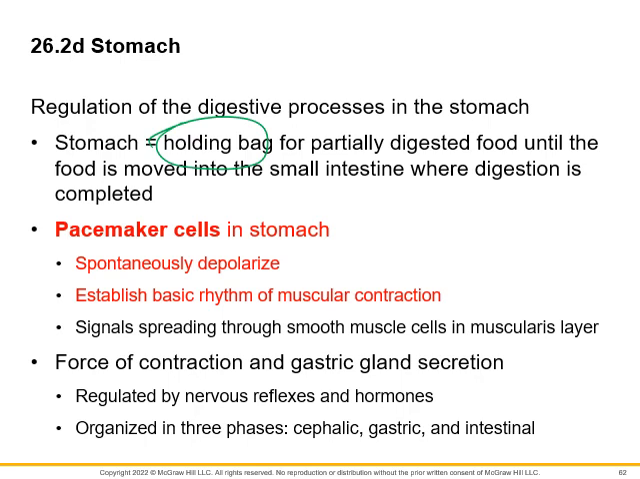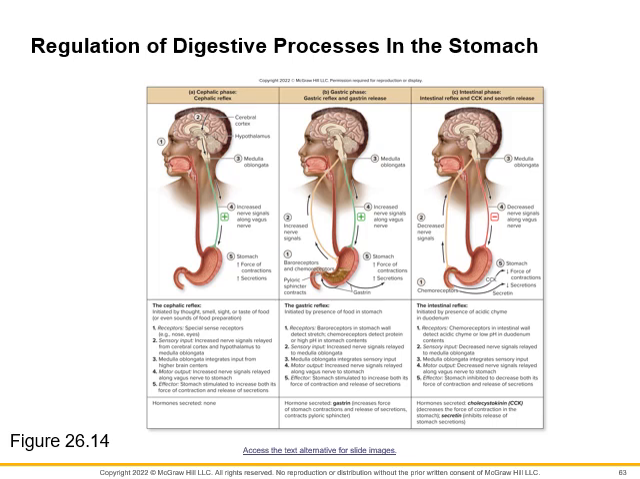There are pacemaker cells in the stomach that are constantly depolarizing. They don't have a long resting membrane potential, and they establish the rhythm of muscular contraction. That's going to spread through the smooth muscles, and regulate the force of contraction and the secretion of the glands. So again, I want you to see how the brain and the stomach are working together, and see some of the pathways of these sensory and motor outputs.